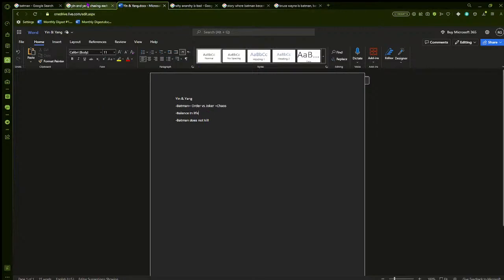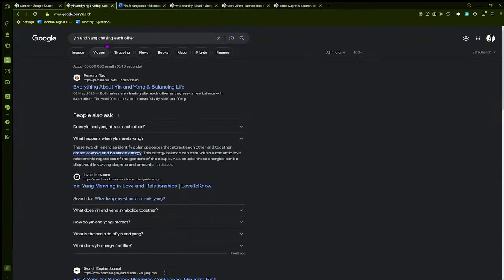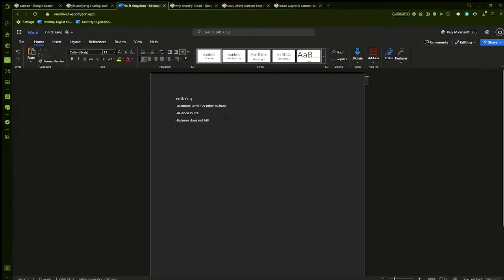And the other thing is that chaos is also needed because of, if we were to look at something called the necessary evil.